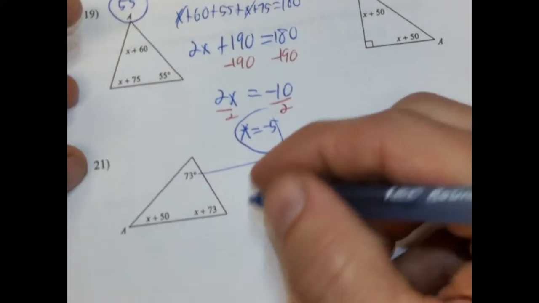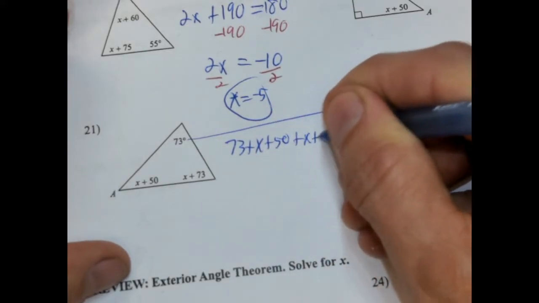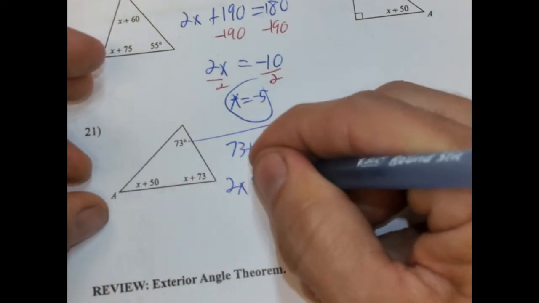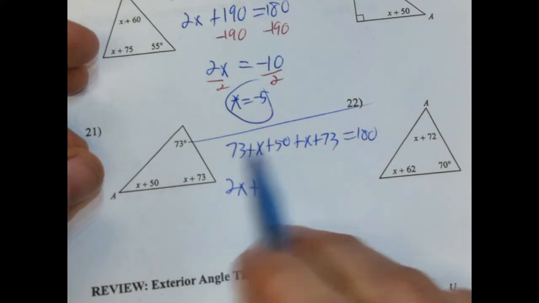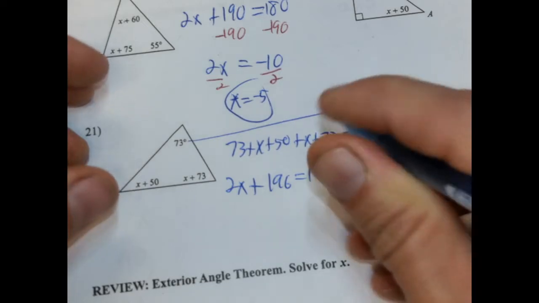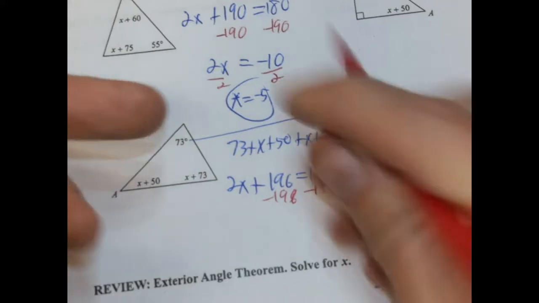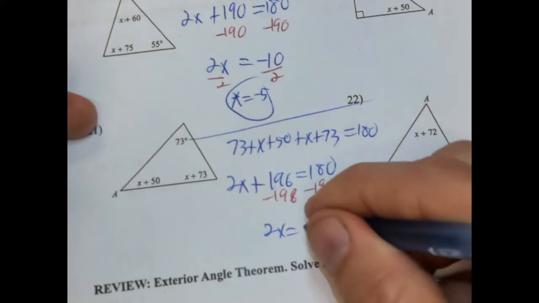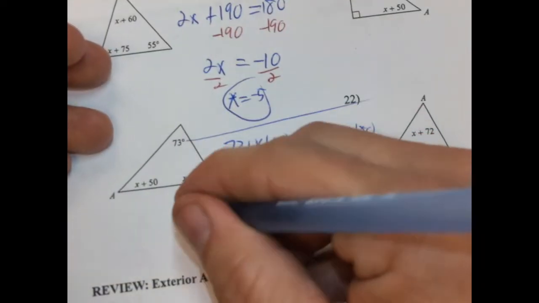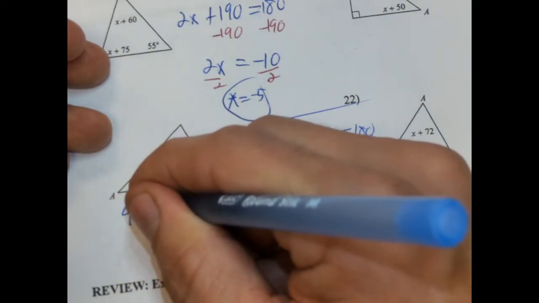We're going to solve it the same way here. 73 plus x plus 50 plus x plus 73 equals 180. 2x plus, this is 146, 196 equals 180. Subtract 196 from both sides. So 2x is equal to negative 16. Divide both sides by our coefficient, which is 2, and x will be equal to negative 8. Plug that back in here, and A will be 42 degrees.